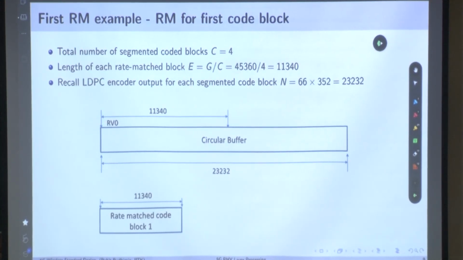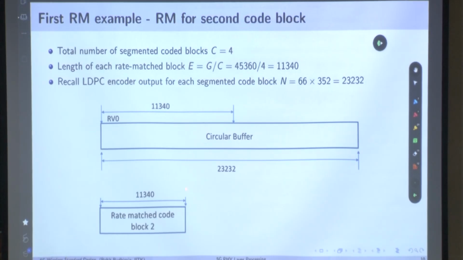You read these many bits, that's all. You leave all the other bits as such. That's what the circular buffer was. Instead of showing it in a circular manner, I have unfolded it and am showing it like this. If it reaches here, it will go back, but in this case, it does not. It will stop here. So, this is the first rate match block.